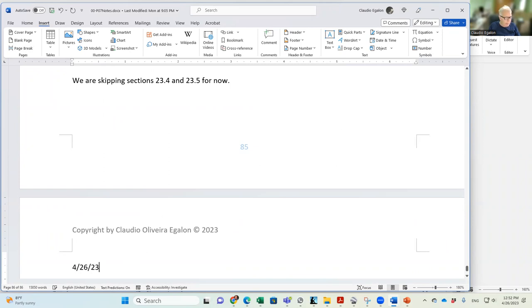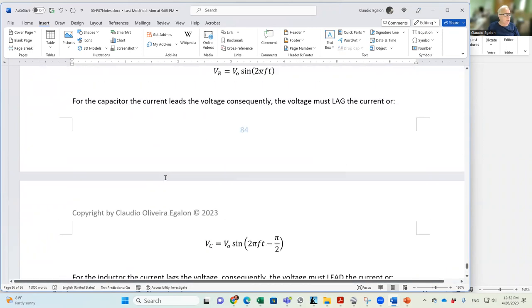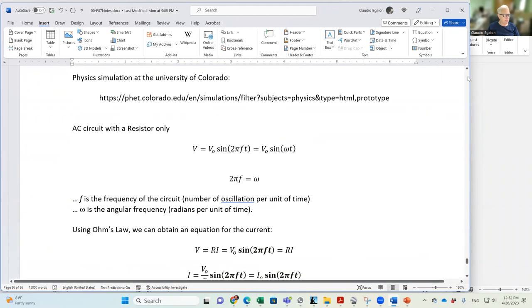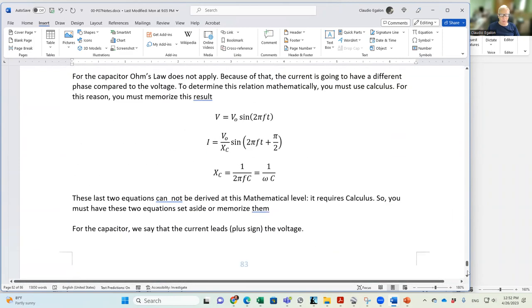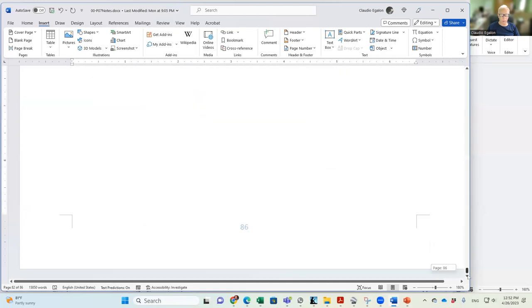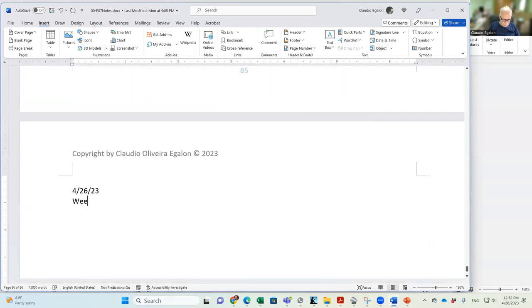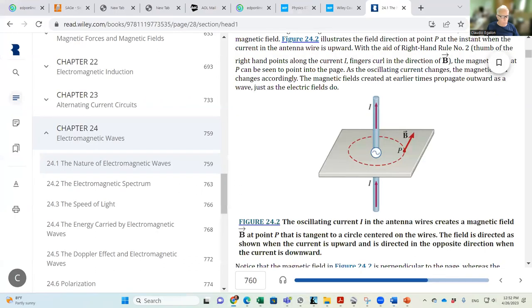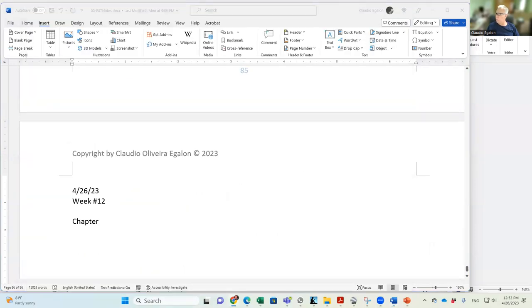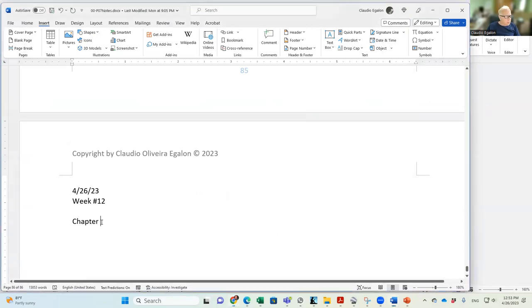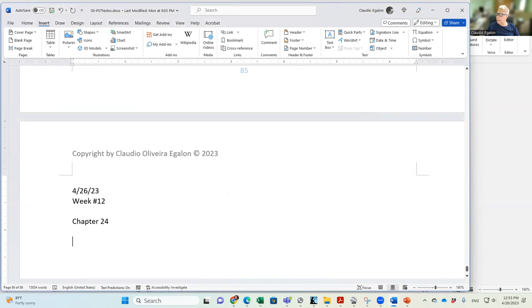Week number 12, right? Electromagnetic waves have everything to do with the laws of physics. Week 12, Chapter 24, the electromagnetic waves.